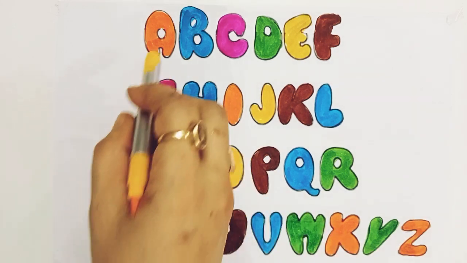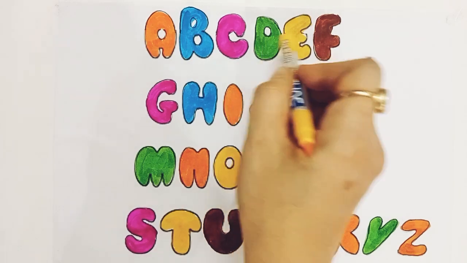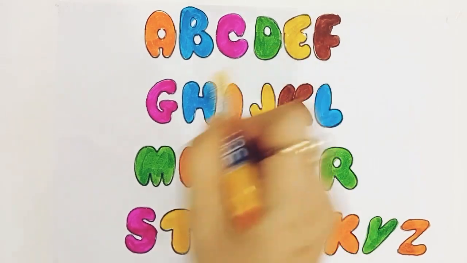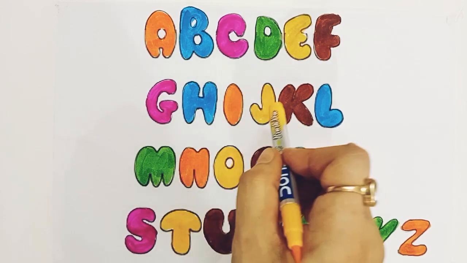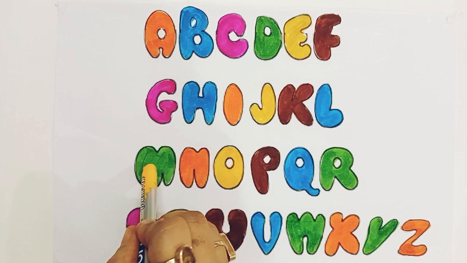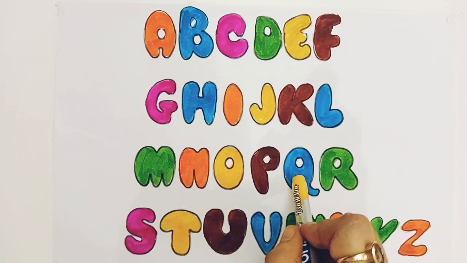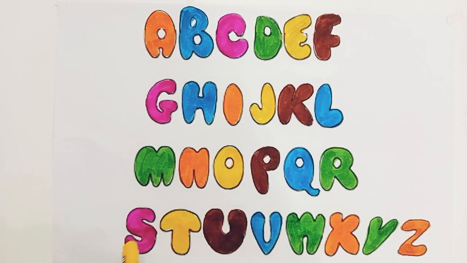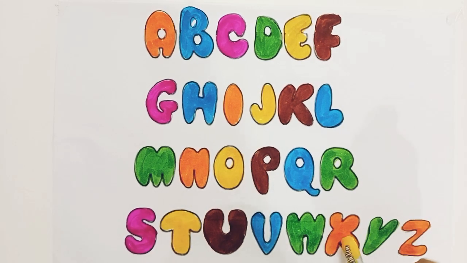So here is orange color, blue color, pink color, green color, yellow color, brown color, pink color, sky blue color, orange color, yellow color, brown color, sky blue color, green color, orange color, yellow color, brown color, sky blue color, green color, pink color, yellow color, brown color, sky blue color, green color, orange color, green color, orange color.